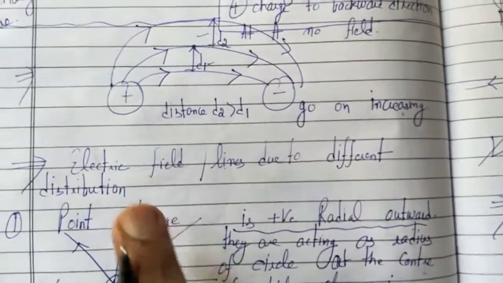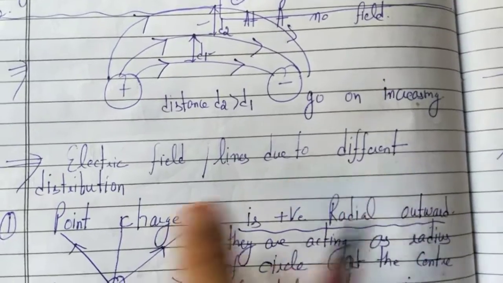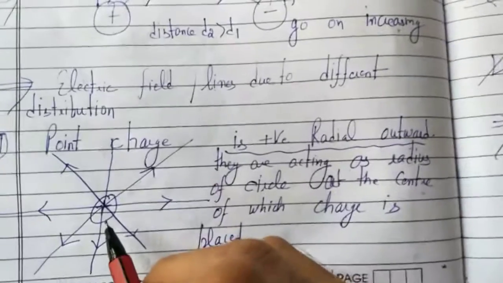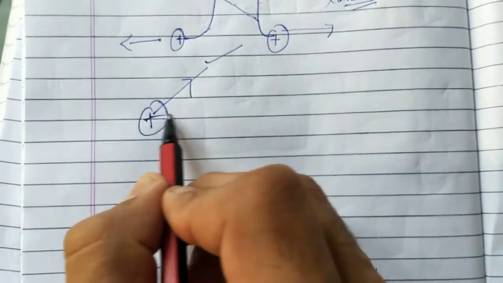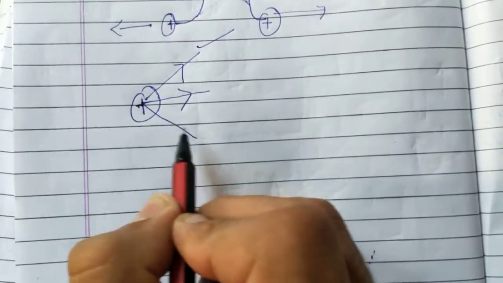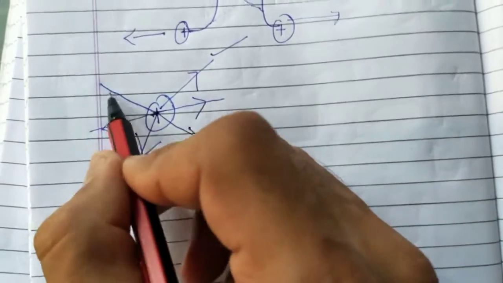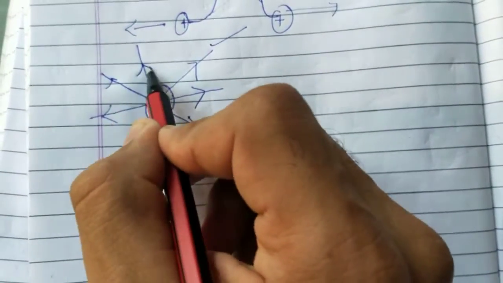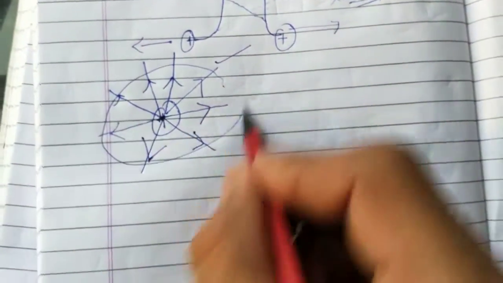So now the next topic is that we will discuss the electric field due to different distributions. Suppose you are having a positive charge. What will it do? One electric field line will go in this direction, in this direction, in this direction. This also, this also, this direction also, this direction also, and this direction also. It is just as if the charge is placed at the center.